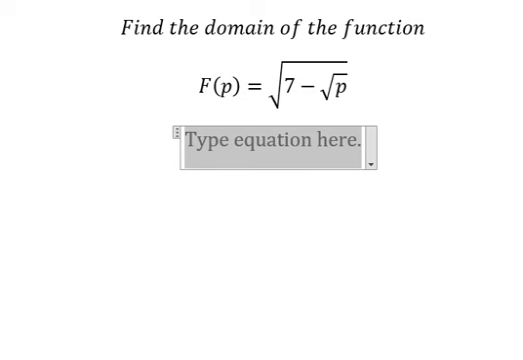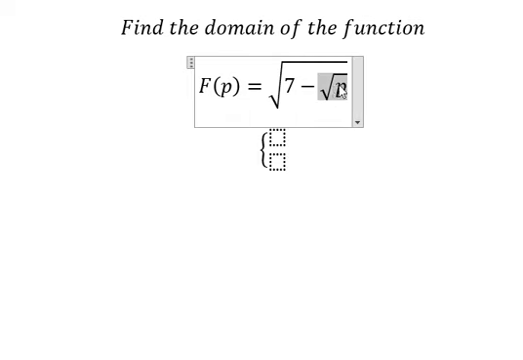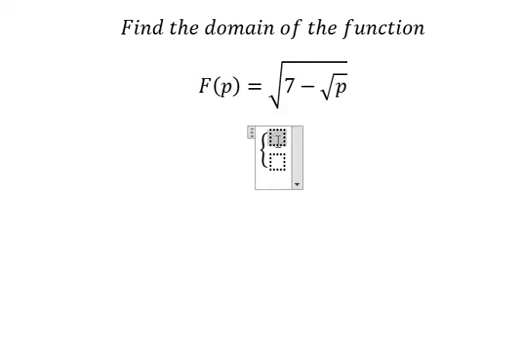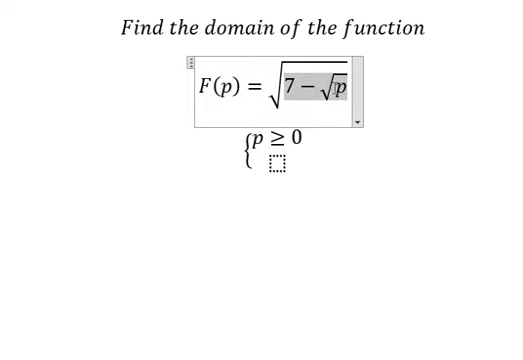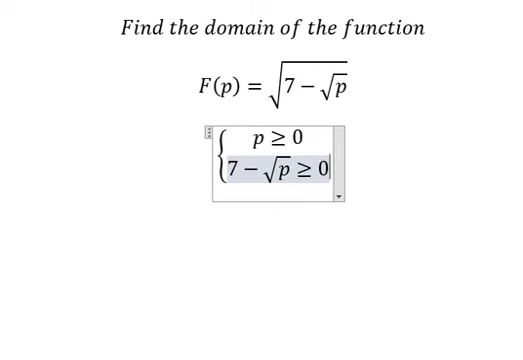The first thing we need to know is that we have the square root of b. That means the value of b should be greater than or equal to 0. We know that 7 minus the square root of b is under another square root, so this one should be greater than or equal to 0.